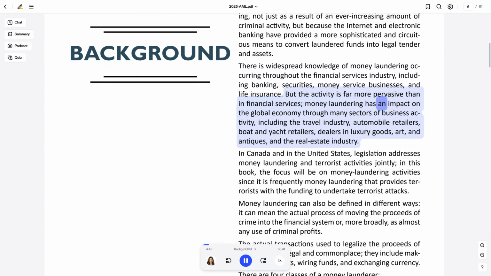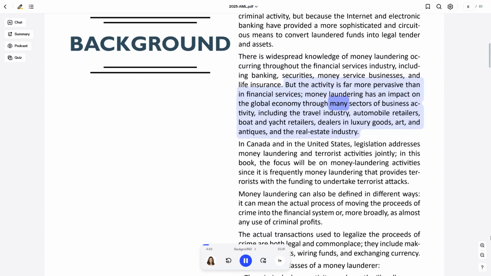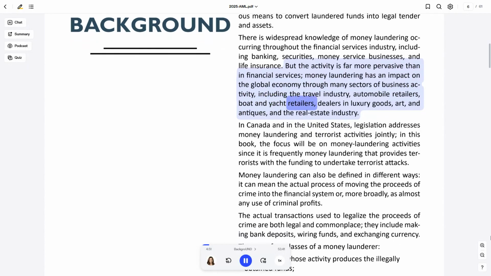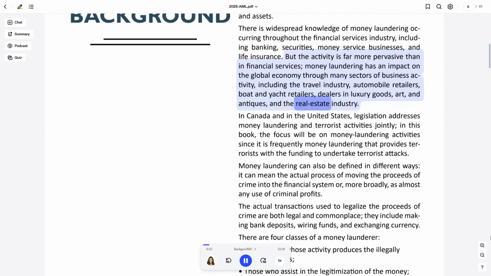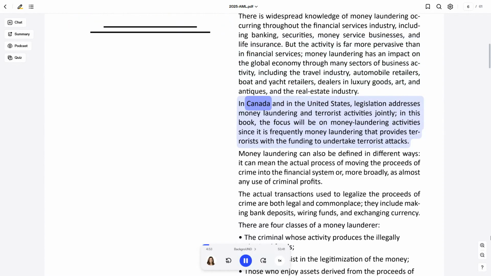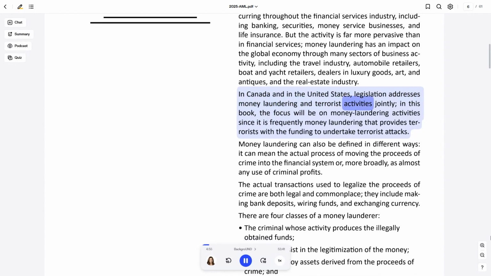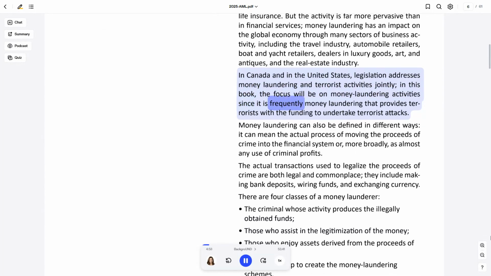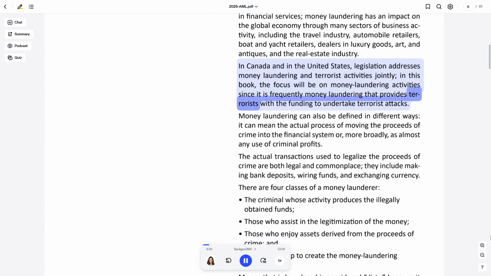Money laundering has an impact on the global economy through many sectors of business activity, including the travel industry, automobile retailers, boat and yacht retailers, dealers in luxury goods, art and antiques, and the real estate industry. In Canada and in the United States, legislation addresses money laundering and terrorist activities jointly. In this book, the focus will be on money laundering activities, since it is frequently money laundering that provides terrorists with the funding to undertake terrorist attacks.